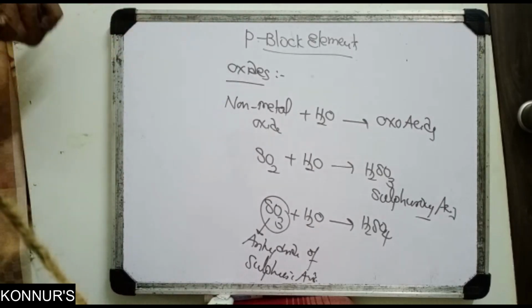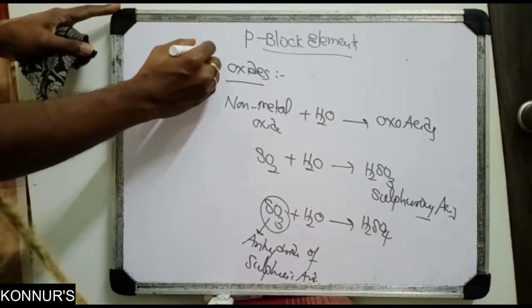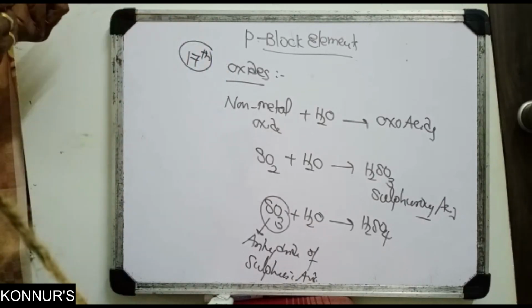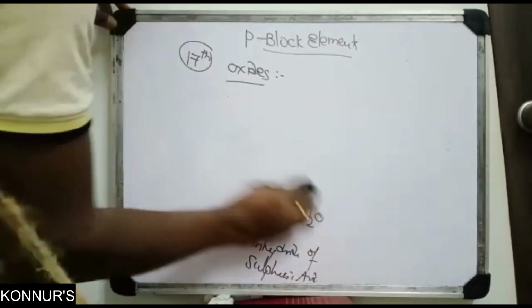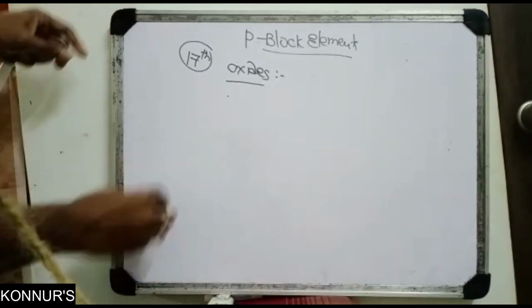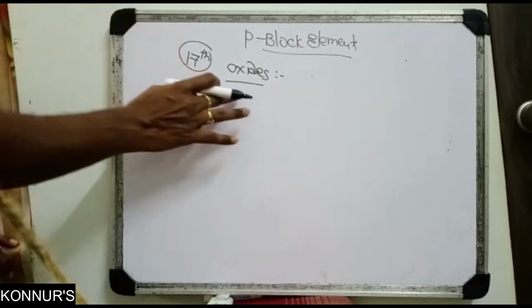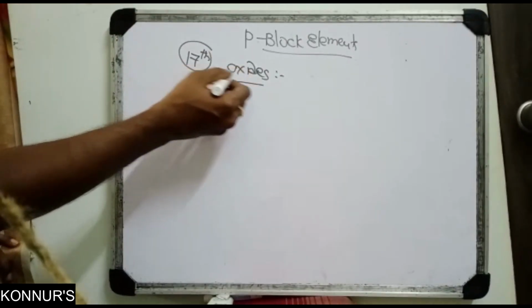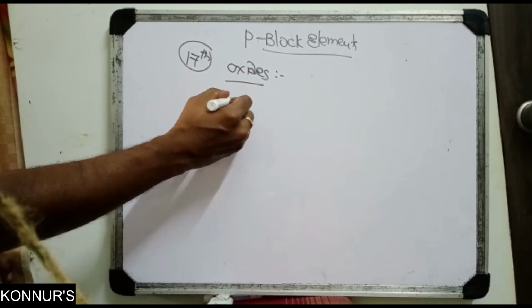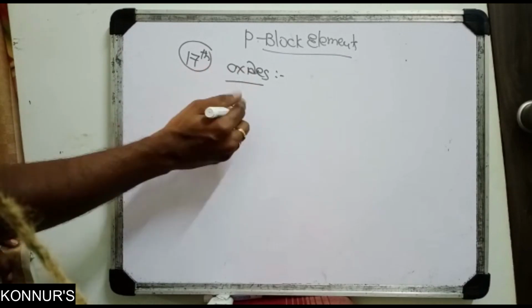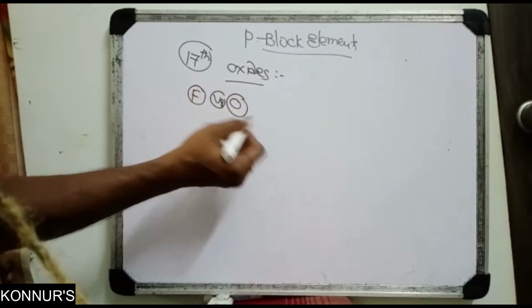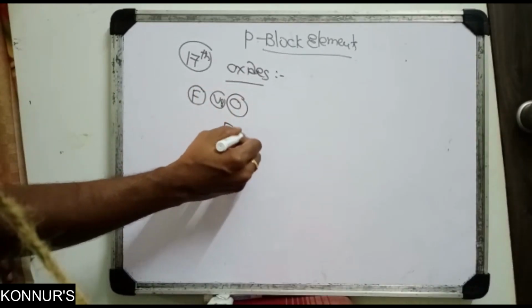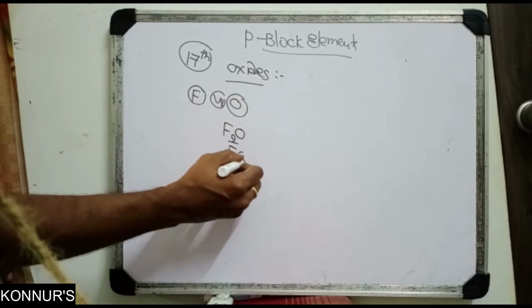Now you come to the 17th group. 17th group oxides. Already we discussed the halides. The 16th group halides are nothing but the 17th group oxides also, same. So here, 17th group fluorine versus oxygen. Already we have seen, so what you are getting? F2O, F2O2.